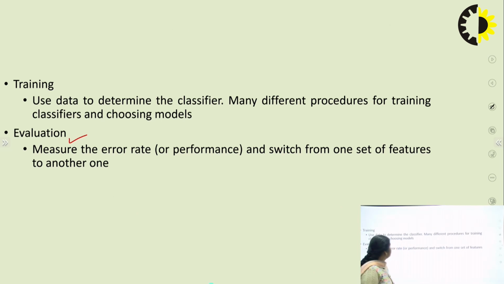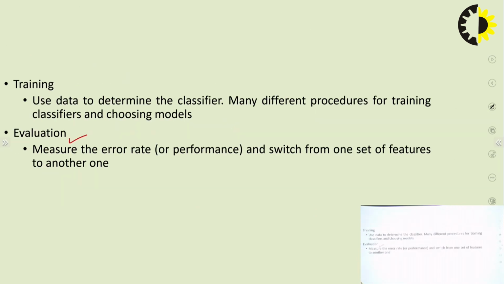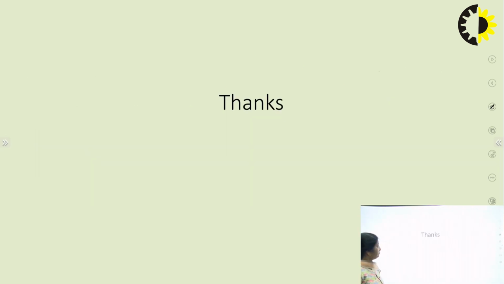So we'll start with data collection, then features will be selected, then the model will be decided, then we will train the model, and then we will evaluate the model. We can jump from one model to another based on our requirement, and we can use different features if we find low performance with the selected features.